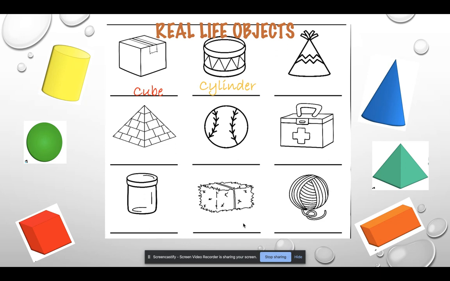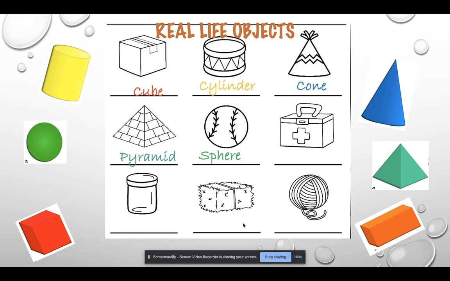What about the party hat? Yes, the party hat looks like a cone. It has 1 face, 1 vertices. What about the pyramid? Obviously, it looks like a pyramid. What about the next one, the baseball? The baseball has 0 edges, 0 vertices, and 0 faces. That sounds like the sphere.